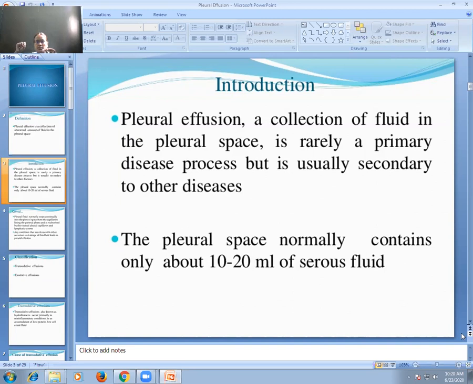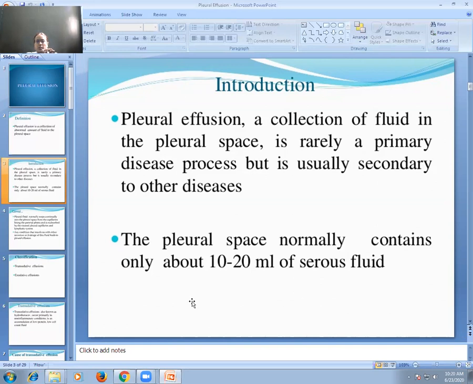Just like heart failure. Heart failure is not a disease. It is a sequela. It has an underlying cause. Just like that, pleural effusion has an underlying cause. So it is not a primary disease process, but it is usually secondary to other diseases. You have to find out the cause of pleural effusion.